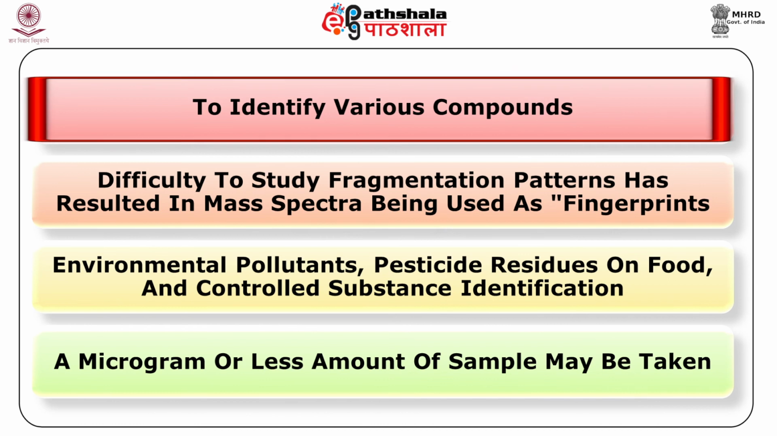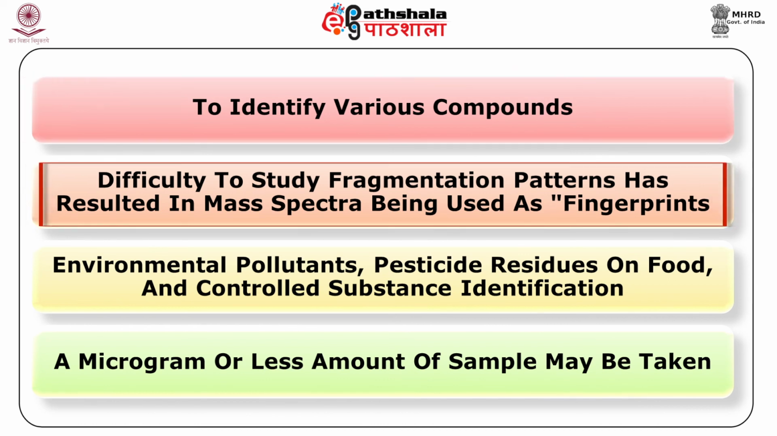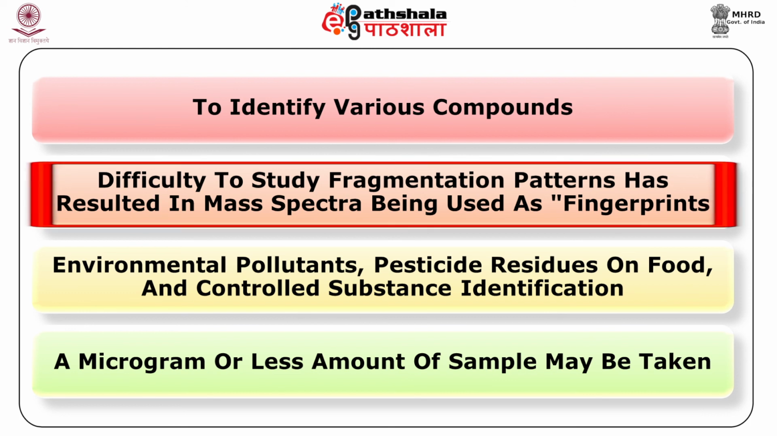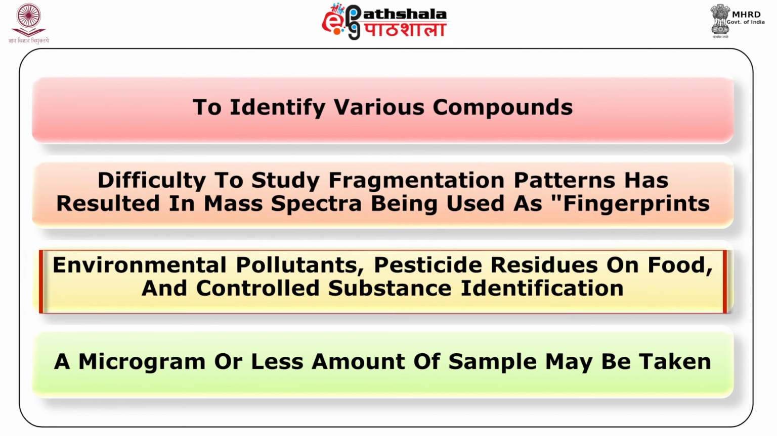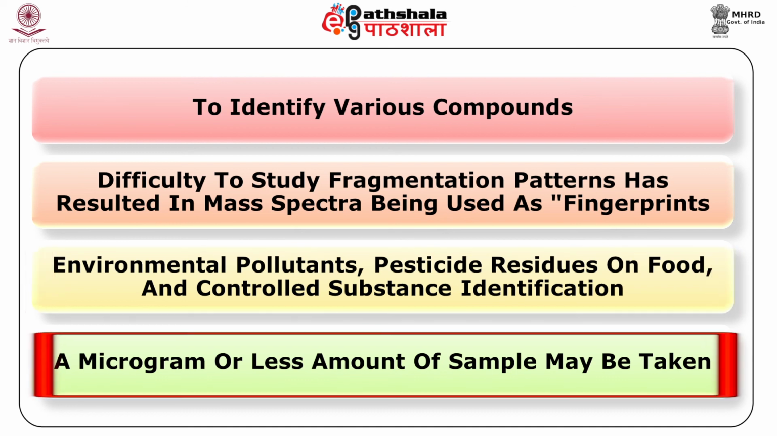Applications: to identify various compounds, the difficulty to study the fragmentation patterns has resulted in mass spectra being used as fingerprints. Environmental pollutants, pesticide residues on food, and controlled substance identification are a few examples of this application. In such analysis, a microgram or less amount of the sample may also be taken.